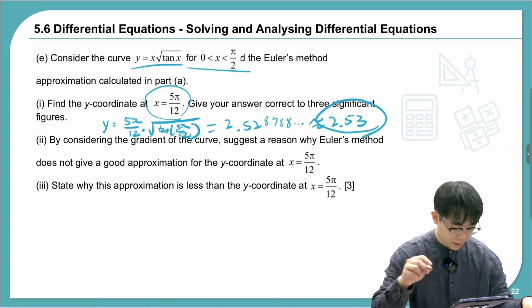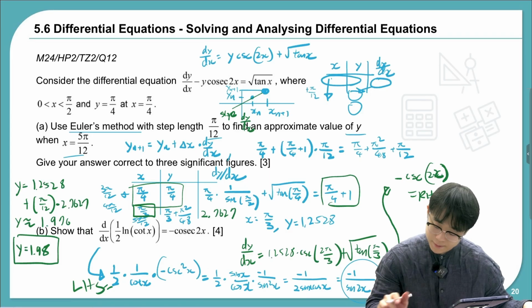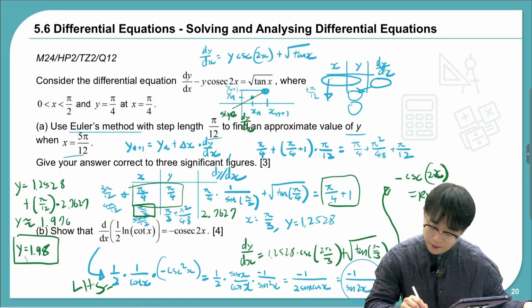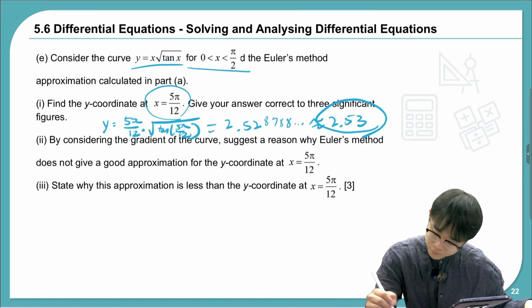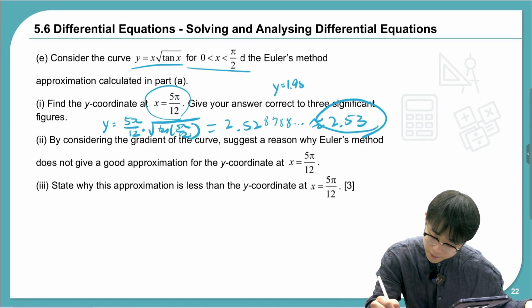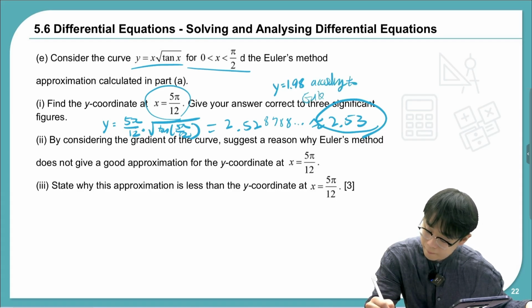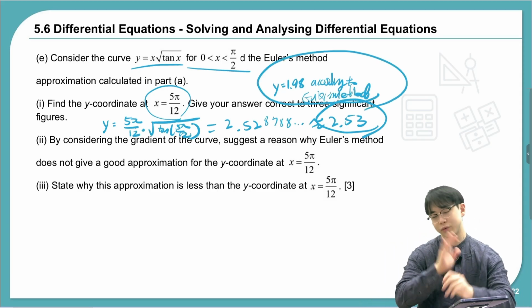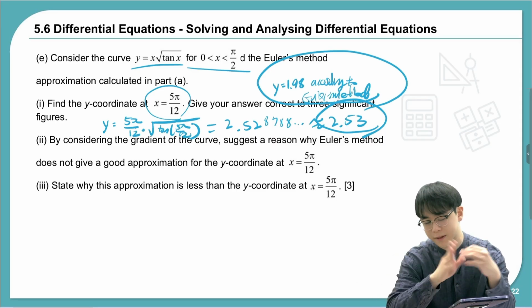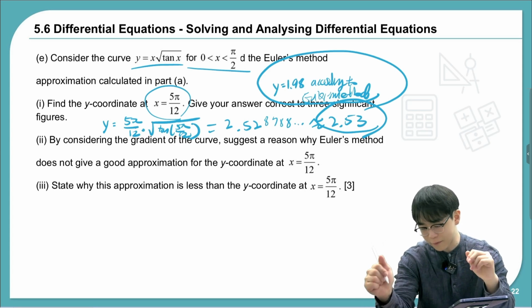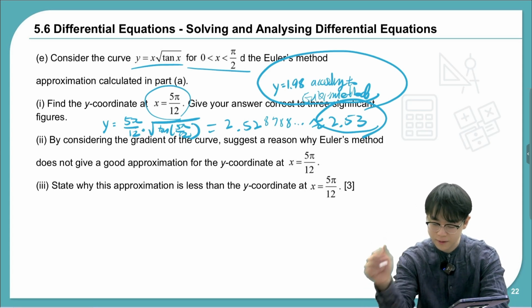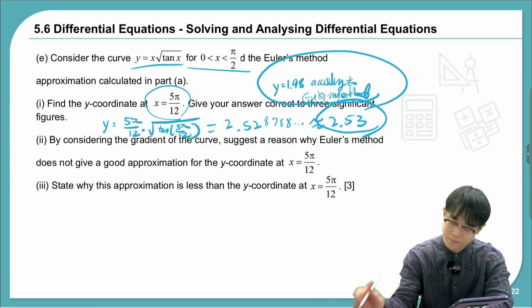So I believe earlier we had gotten y is 1.98. So that might be a bit off, right? So previously we said y was 1.98 according to Euler's method. But when we actually solve this differential equation and find the actual value of y, it turns out to be 2.53. So it is slightly different. So let's think about why.